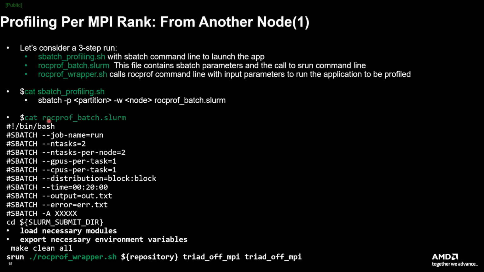So let's go first here. This script is a classic script, I would say. Two GPUs, etc. But here in srun, I call a wrapper, a Rocprof wrapper script. And the Rocprof wrapper is on the next page. This is for a specific example that can be adjusted depending on the options of the application.